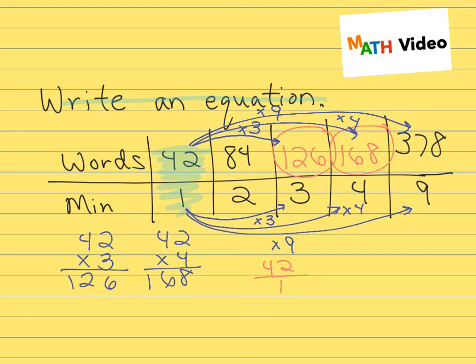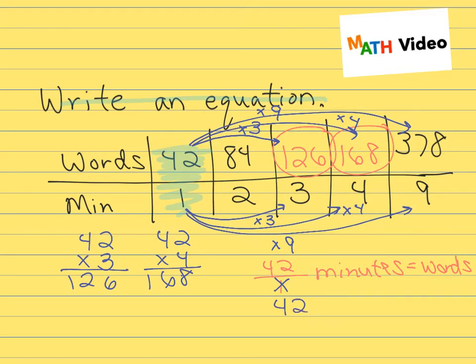So we always multiplied by our unit rate times the number of minutes, and our answer gave us the total number of words. Now we can simplify this equation a little bit. One thing we can do is get rid of this 1. 42 divided by 1 equals 42. So we're just going to write 42.